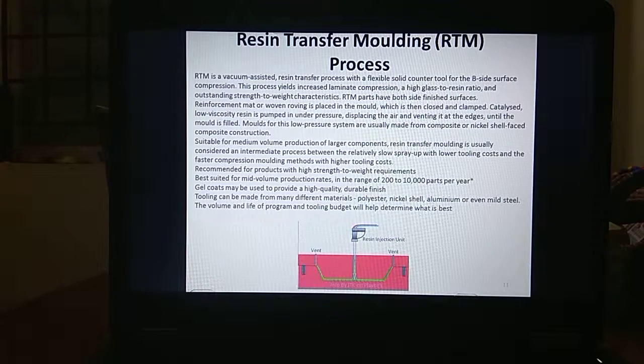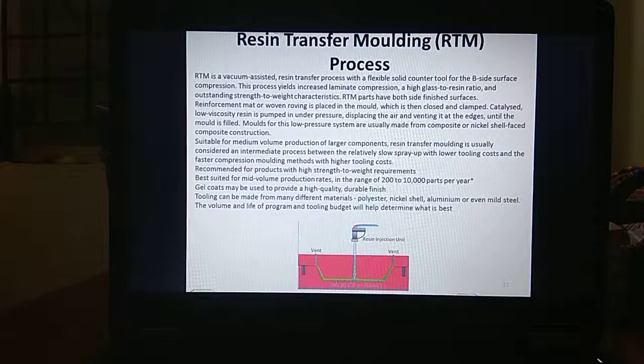Resin transfer molding is usually considered an intermediate process between relatively low cost spray up with its low tooling cost and faster compression molding methods with a higher tooling cost. It is recommended for products with a high strength to weight requirement, best suited for medium range production rates in the range of 200 to 10,000 parts a year.